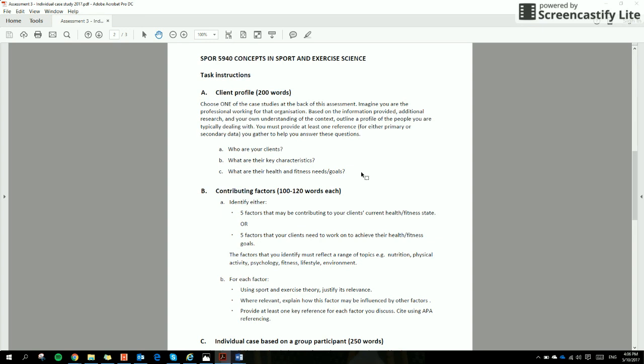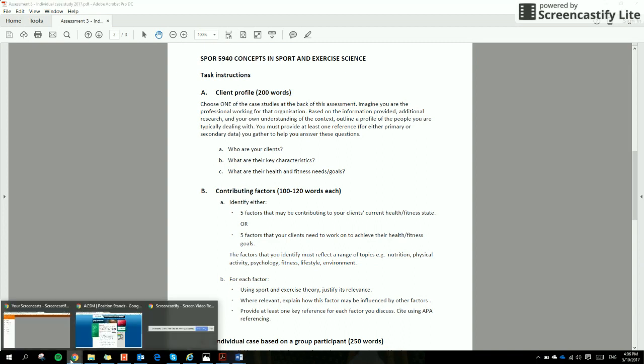Now, I don't mind if you create your own assumptions or some of your own details around these profiles. The profiles I've given you are quite minimal, but you can add in some detail if you want, as long as it is realistic for that particular profile. So 200 words, but by the time I read that 200 words of yours, I should have a pretty good idea of the type of clients that you are working with within the role that you have chosen.